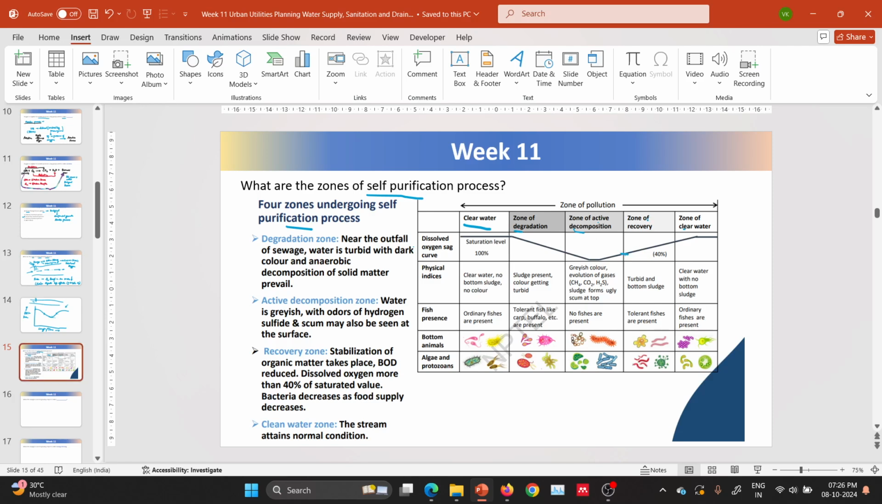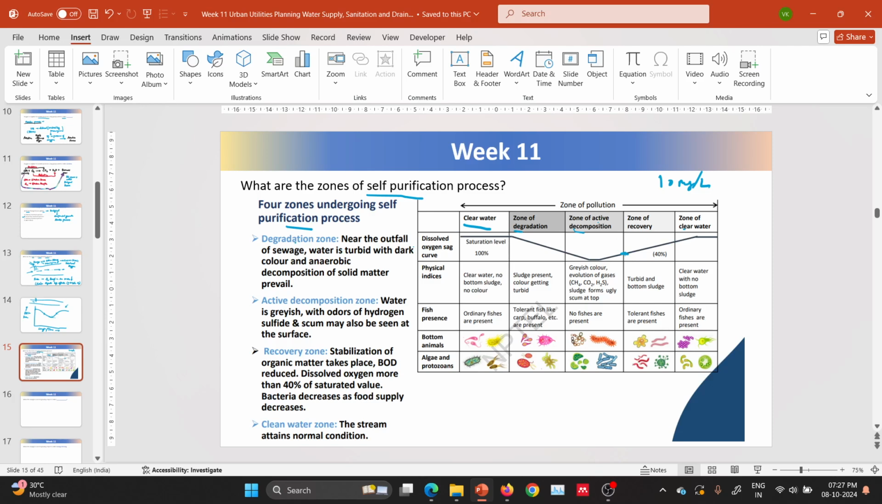In the zone of recovery, it crosses 40% of the saturation DO level. Let's say that 10 milligram per liter is the saturation DO level. Approximately, it varies from 8.5 to 9 in the Indian context. So let's take 10. If it crosses 4 milligram per liter, then we can say it is a zone of recovery.